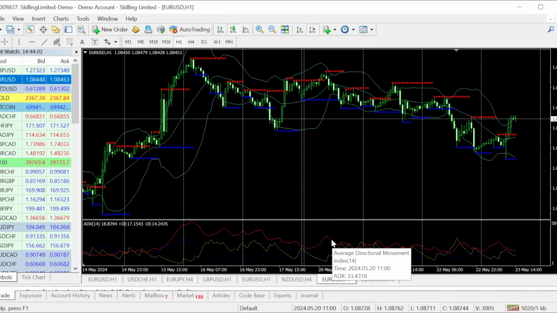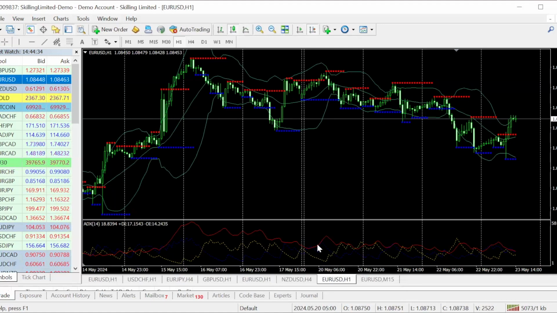It's just the value that you use. As you point at it, you can see average directional movement index, the period is 14. After that, you see ADX, 33.43. You see the figure there. That figure tells you the level of the ADX, and that's what you can use to determine if the market is trending. So at what level is the market trending with the ADX? When the value of the ADX is above 25, the market is trending.